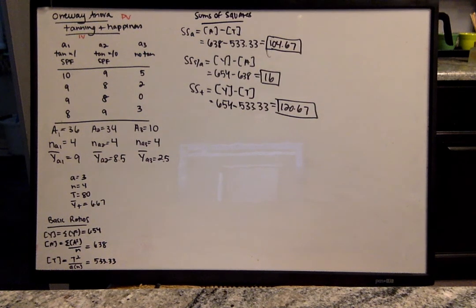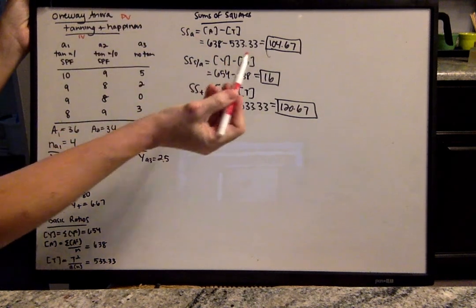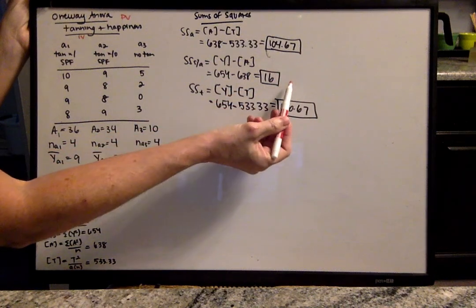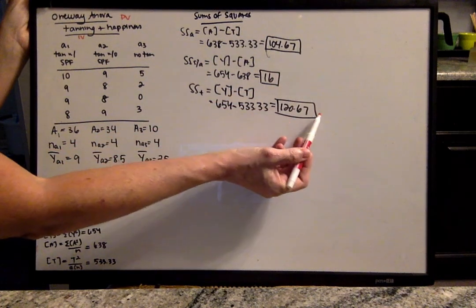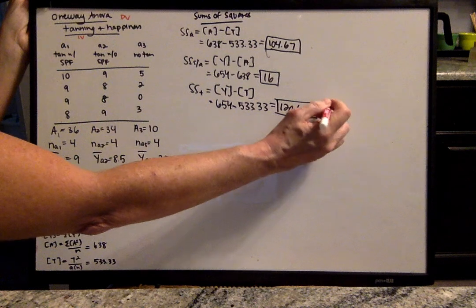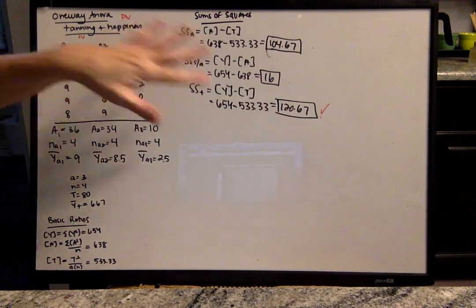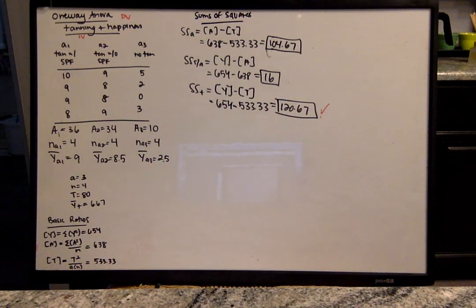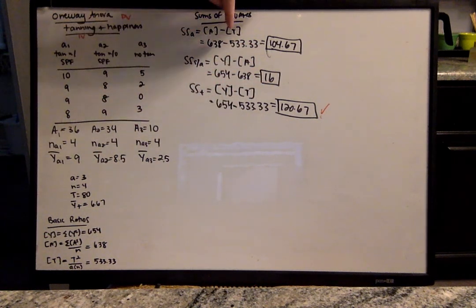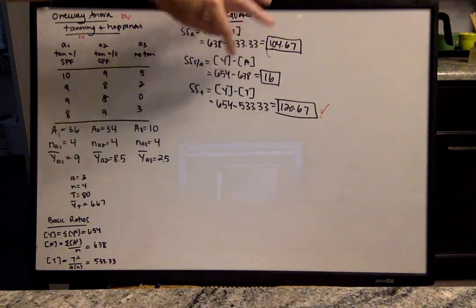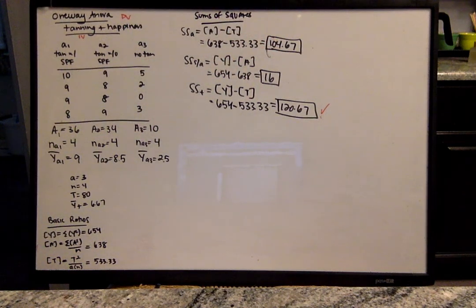Before you move on, you want to make sure that you do the check. So your sum of squares A plus your sum of squares S over A should equal your sum of squares T. So make sure that that checks out. Also, your sum of squares should never be negative numbers. So if you get a negative number here, you've done something wrong. More than likely what you've done is you've reversed these symbols. You've reversed the basic ratios somehow.